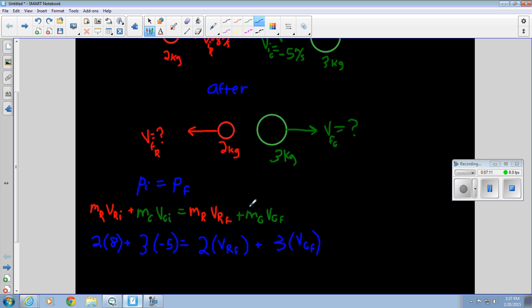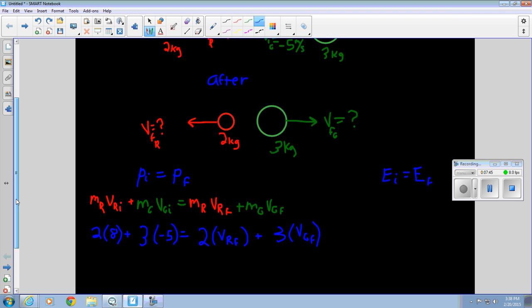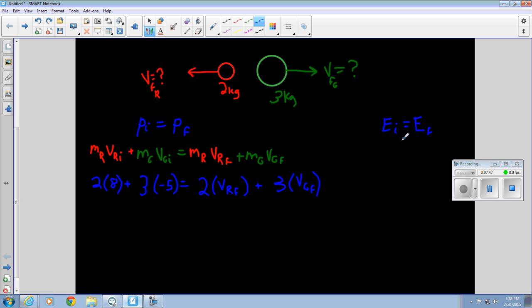So we have an equation with 2 unknowns. We need another equation. And where is that going to come from? It's going to come from our conservation of energy. Energy initial must equal the energy final. That is for an elastic collision. So let's go ahead and simplify this real quick and come up with a nice equation, and we will then figure out what our energies look like.